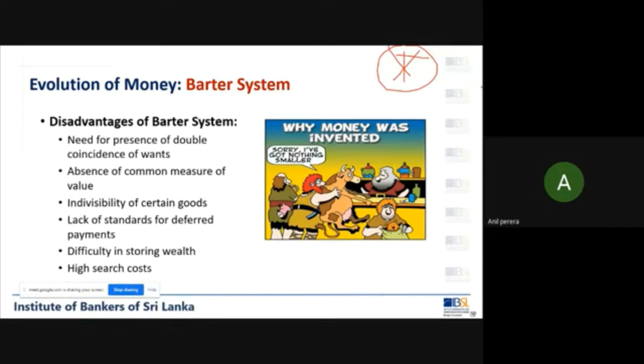What do you mean by that? Can anyone suggest an answer? What do you mean by double coincidence? Both persons' wants need to be the same. That same in the sense, if A has one product, it won't buy B. That means B has one product, it won't buy A. Otherwise, they can't exchange it.